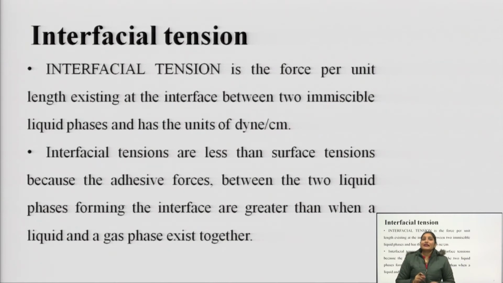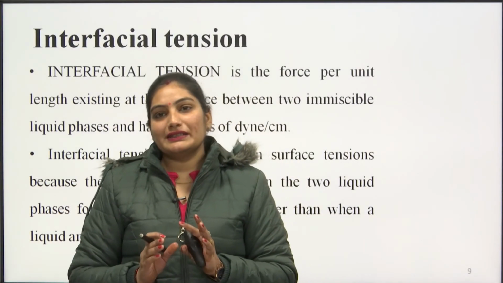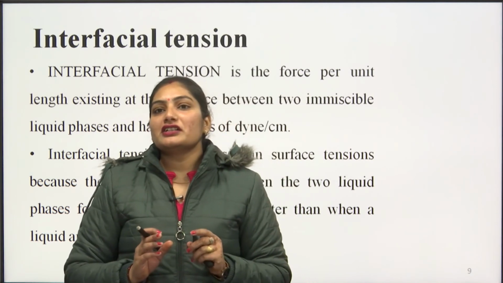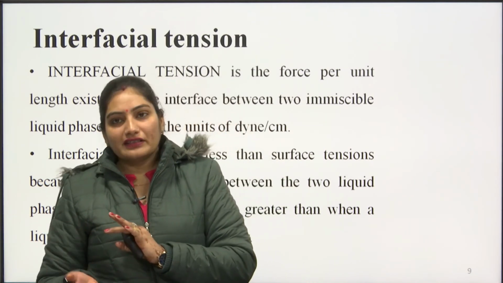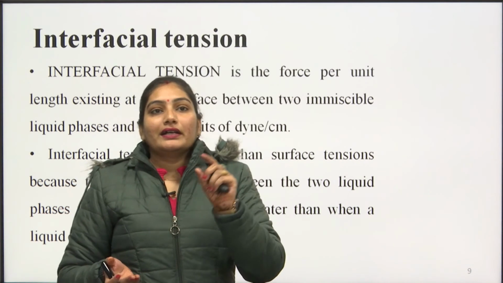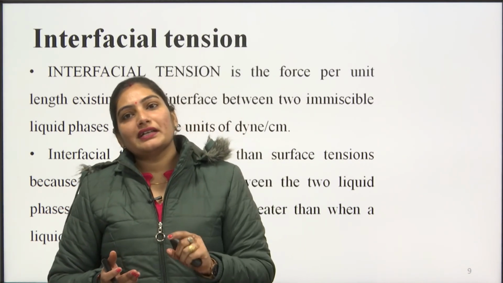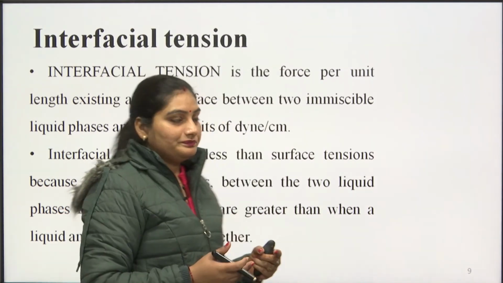Next phenomenon is interfacial tension. So, what is interfacial tension? It is the force per unit length existing at the interface between two immiscible liquid phases. The unit of interfacial tension is the same as that of surface tension. Okay. In the CGS system it is dyne per centimeter, and in the MKS system it is newton per meter.